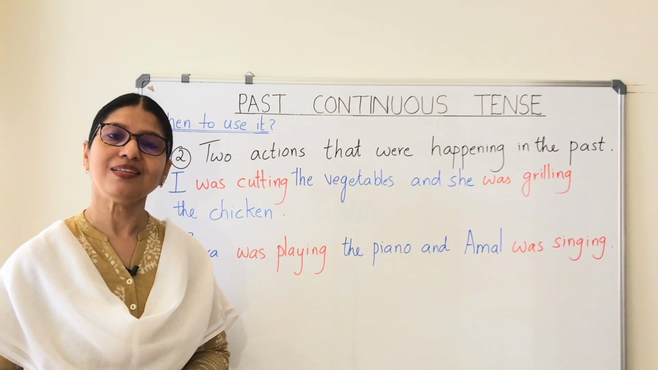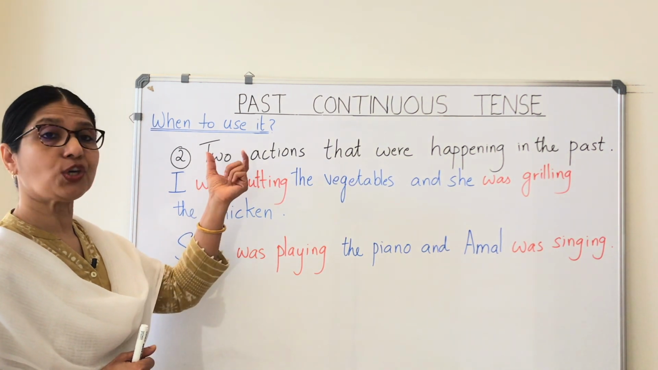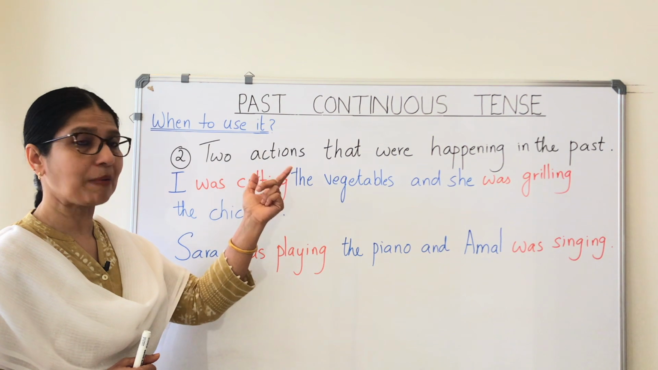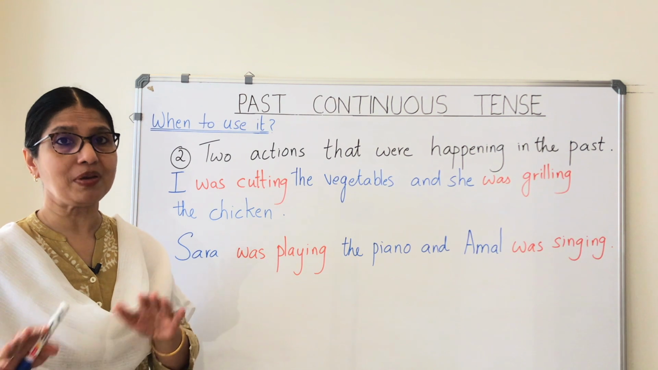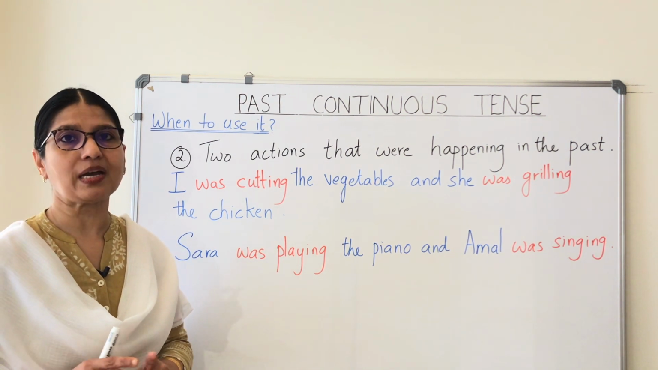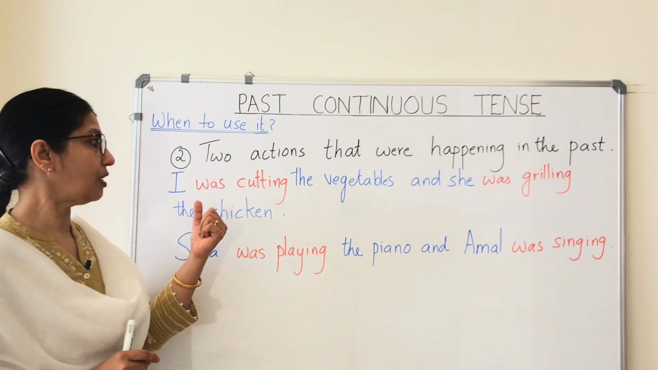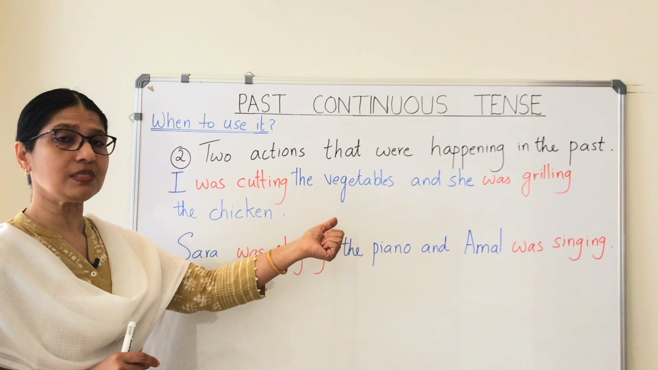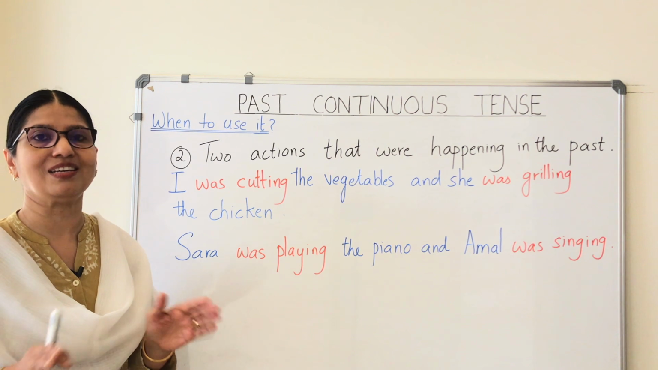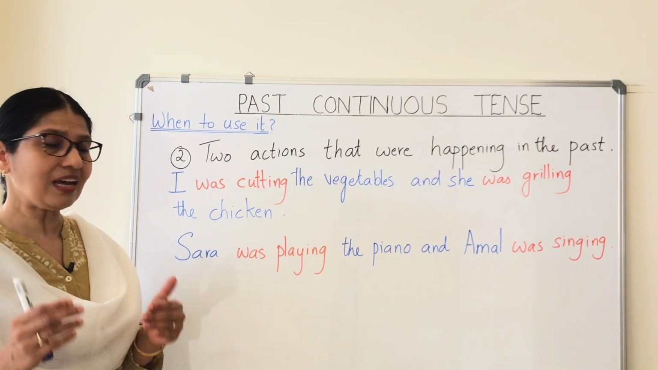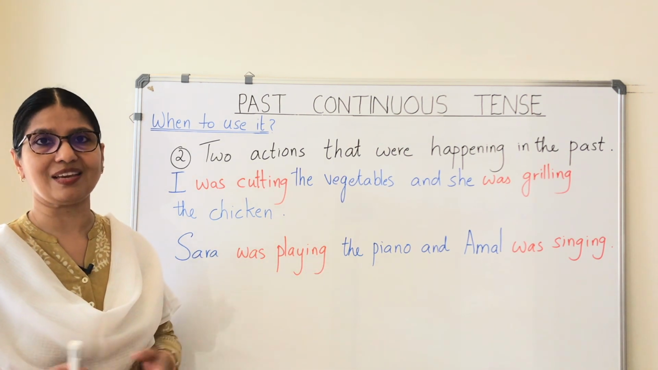Here is a second use of the past continuous tense. It can also be used to talk about two actions that were happening in the past. Two conditions: they shouldn't be happening now, and also these two actions shouldn't influence each other. So here you have this example. I was cutting the vegetables and she was grilling the chicken. Two actions happening side by side, not influencing each other. Another example is, Sarah was playing the piano and Amal was singing.